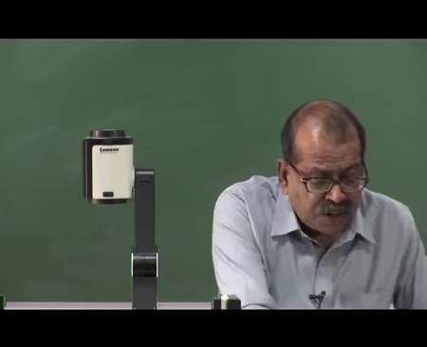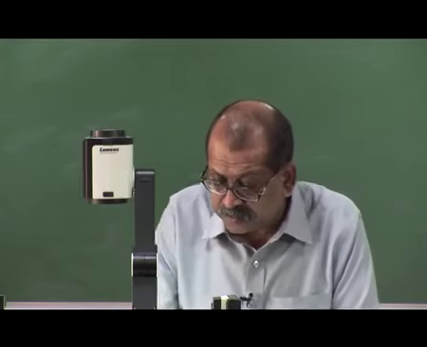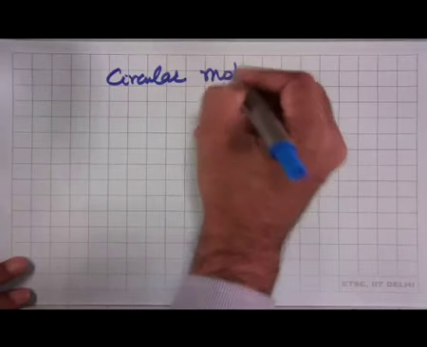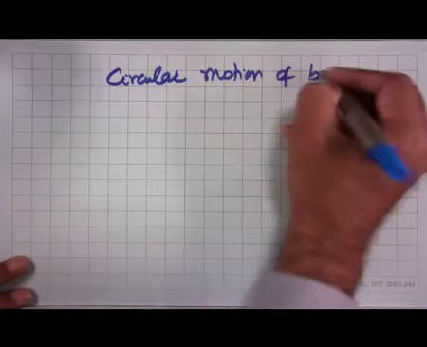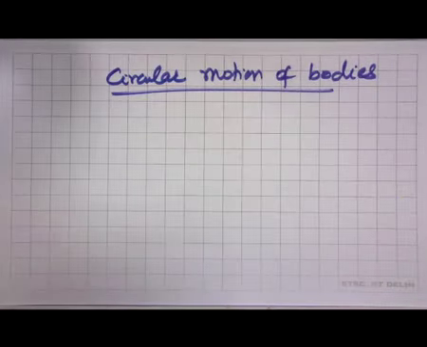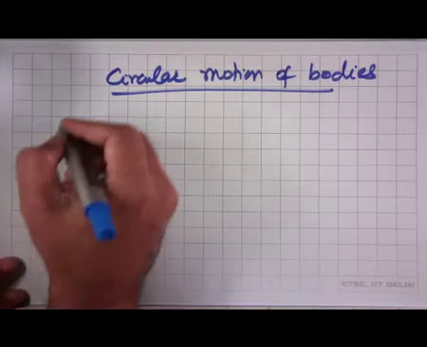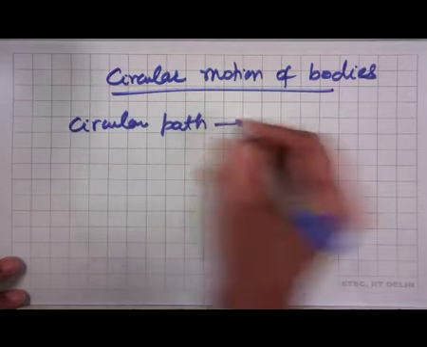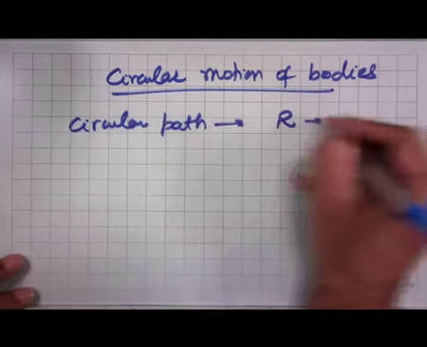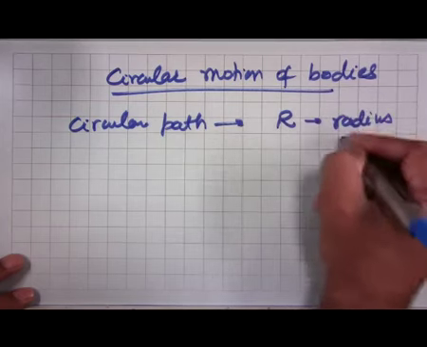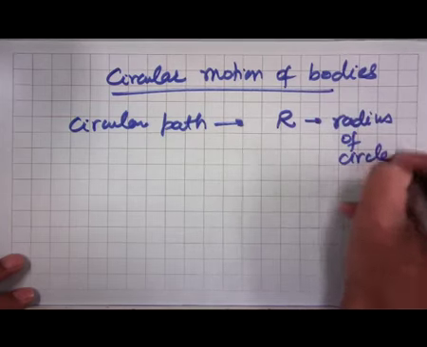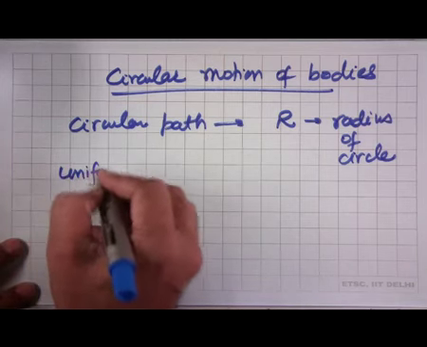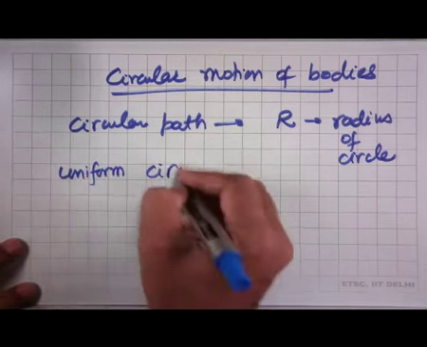So, now let us look at the special case of circular motion of bodies, which is a special case of the curved path. When a body moves in a circular path, then the first thing is the radius of curvature r, this is nothing but the radius of the circle at all times. Now, let us take the case of uniform circular motion first.